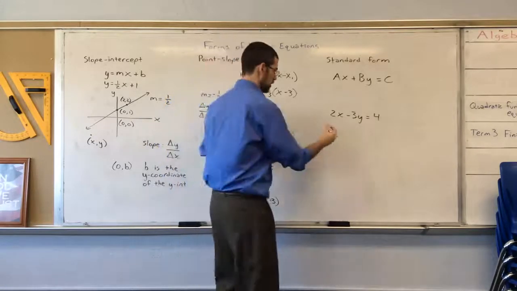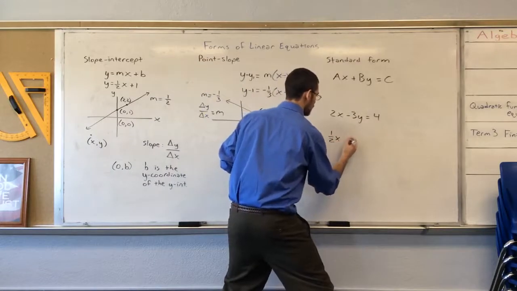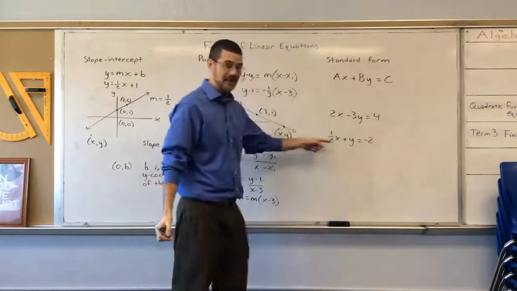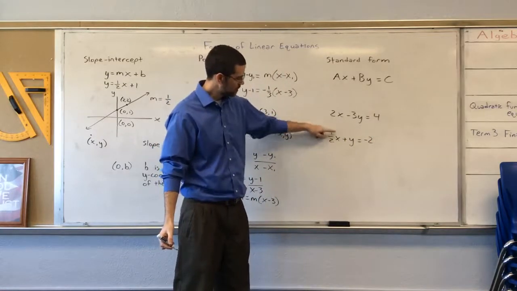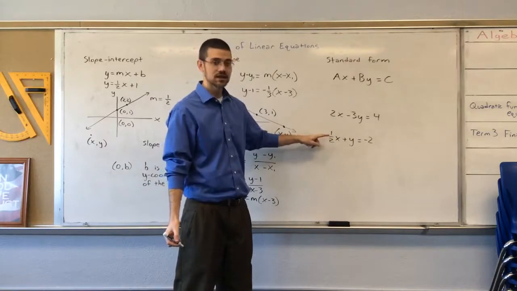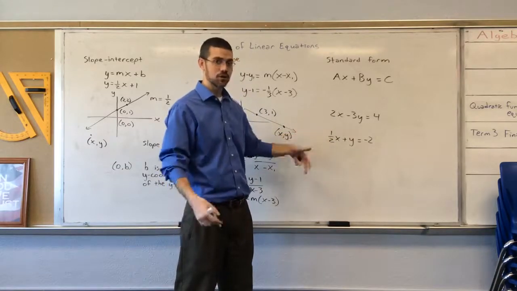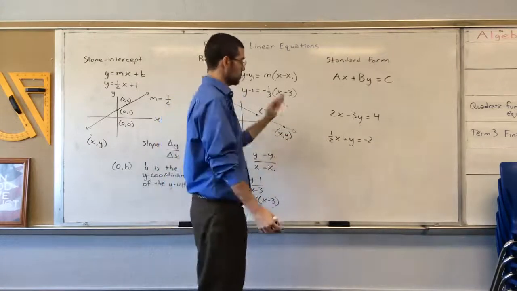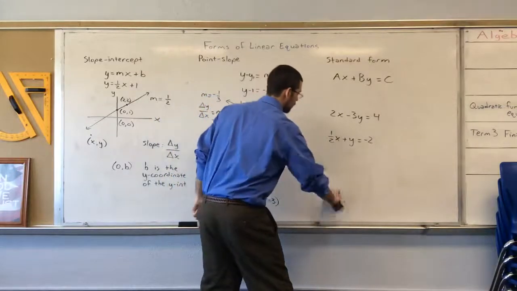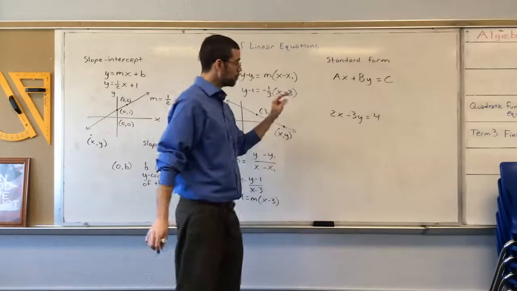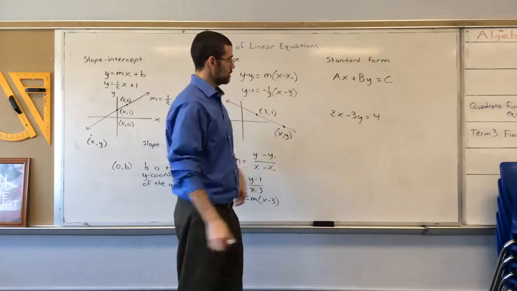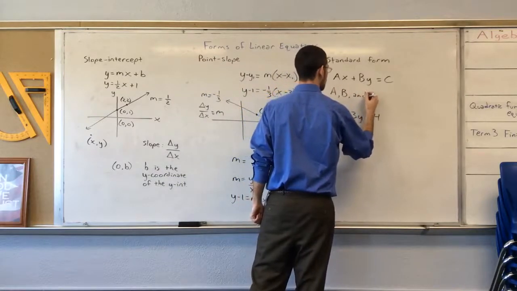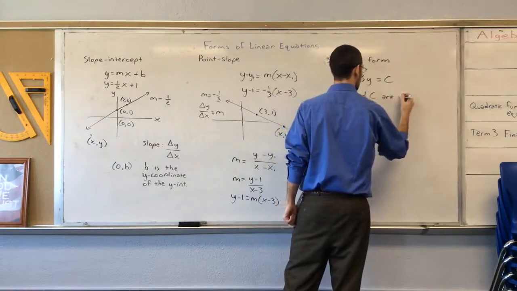So this equation, 1/2 x plus y equals negative 2, that's not in standard form because this constant, although it doesn't change, isn't an integer. It has to be an integer, or a whole number, in order to be in standard form. Okay? So, this is not okay. We'll get rid of that. Keep with our example. Now, if we wanted, so we'll write that. A, B, and C are integers.